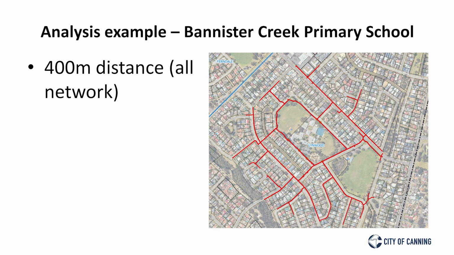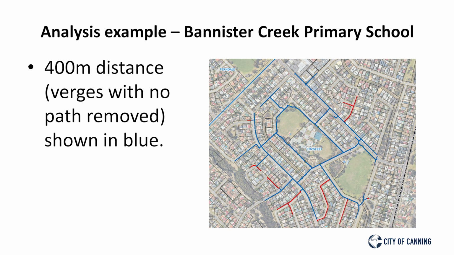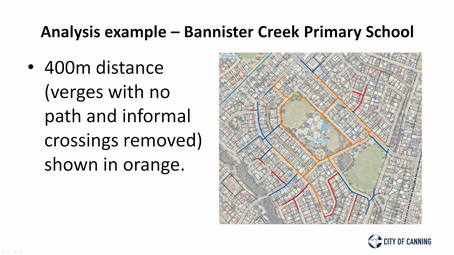If we run the whole network of 400 meters, we get these red lines. But if we filter out those verges, we get the blue lines. And I'm guessing people can quickly see where there's gaps in the footpath network. And then if we take out those informal crossings, we get the orange lines. And then we can start to see where there may be an unsafe crossing for kids.